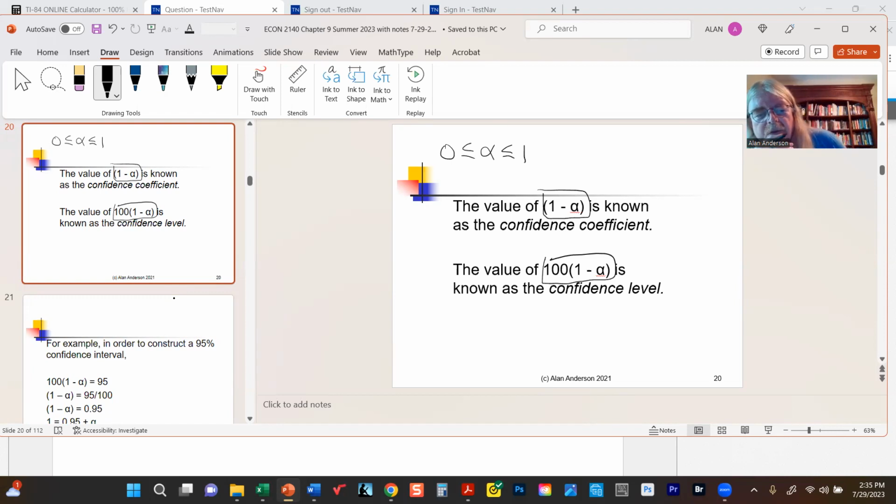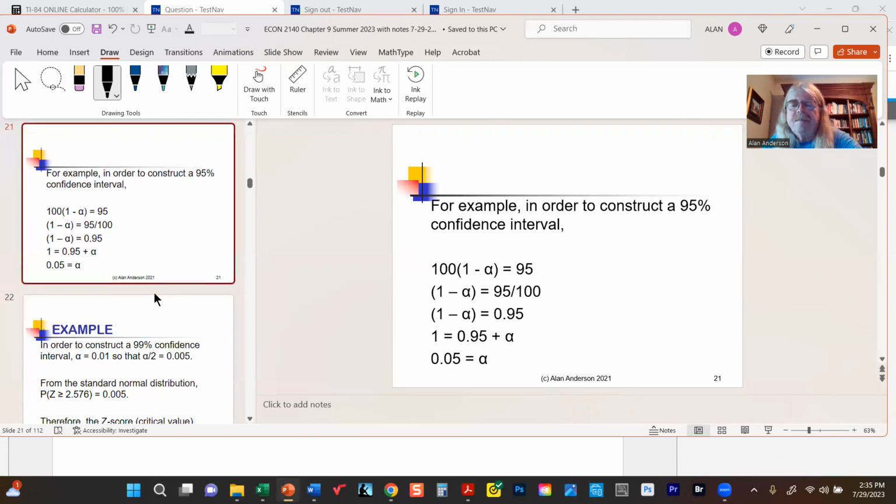So let's just say that we're interested in constructing a confidence interval at the 95% confidence level. In other words, we are constructing an interval, but it's the confidence level that determines how wide it is. And let's just say we pick 95%. So what this means then is that 100 times 1 minus alpha is 95. This is a 95% confidence interval.